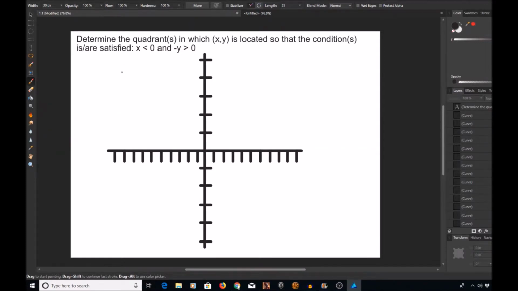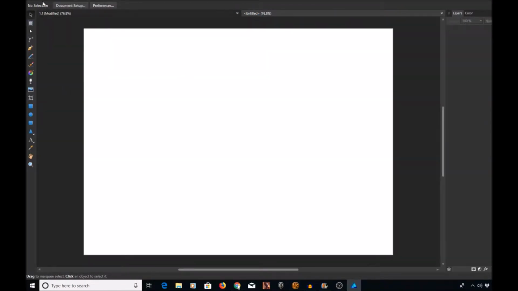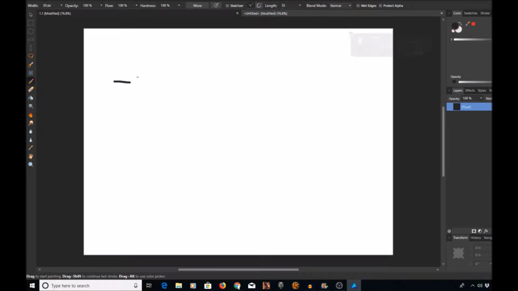Okay, so now in this next problem, we're given the information that x is less than 0 and -y is greater than 0. And the -y part might seem confusing at first, but you just need to really think about what it's trying to say. So if we do -y is greater than 0, this might look confusing at first, but in order to get it into a form that we can understand, we just need to divide by -1 so that y will be positive.